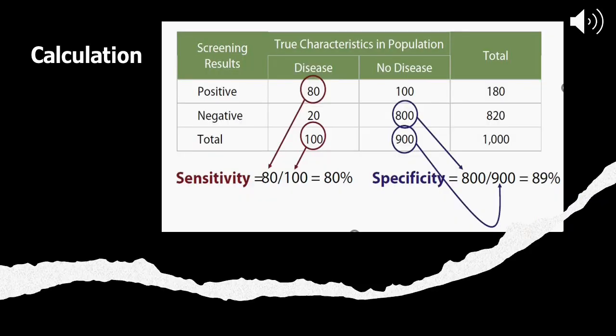So when we put this into terms of sensitivity and specificity, those who have the disease who screened positive, you're looking at sensitivity. So this would be an 80% sensitive test. This test has 80% sensitivity, but it has an 89% specificity.